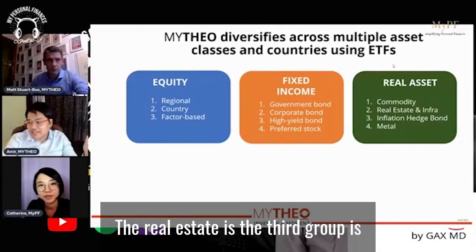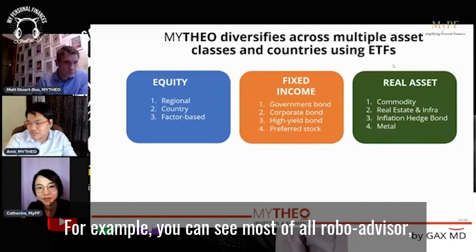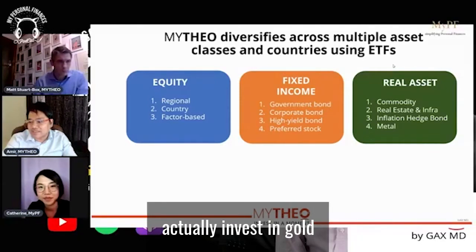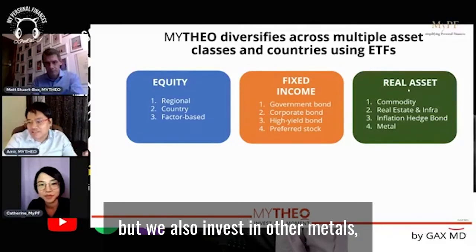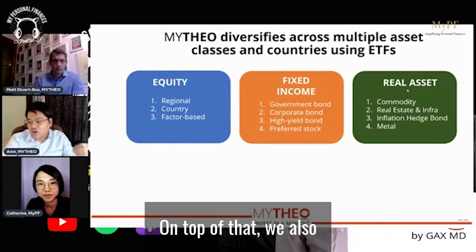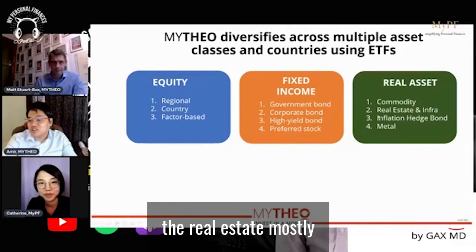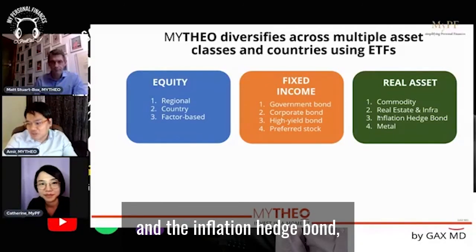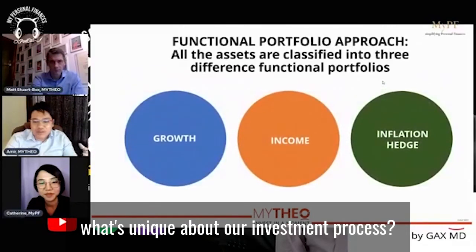Real assets, the third group, is something where we are different compared to our competitors. For example, you can see most robo-advisors invest in gold ETFs. But for us, we also invest in gold, but we also invest in other metals such as silver, and even broad metal ETFs. On top of that, we also invest in commodities like crude oil, agriculture, real estate and infrastructure. The real estate is mostly REITs, and the inflation hedge bond means a bond whose yield goes up when inflation goes up.